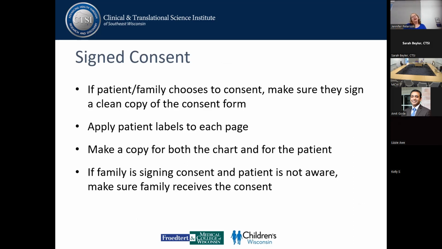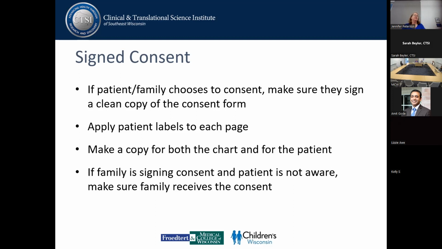So once they sign that consent, hooray! If a patient and family chooses to consent, make sure they've signed a clean copy of the consent form, which you all know, this is IRB stuff. So if they've scribbled on one, I typically had a clean copy. If they were going to sign, I had them sign the copy that was in my hand, because I didn't always keep track of what they may or may not have written on the form as we were talking or after I left the room.